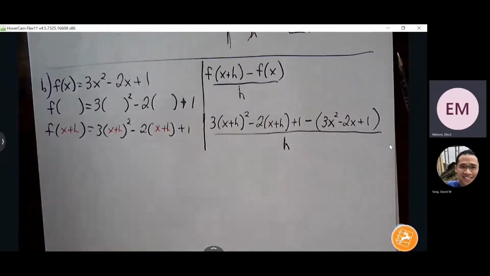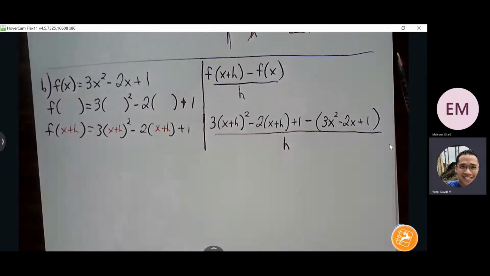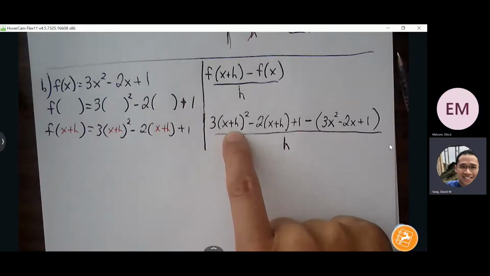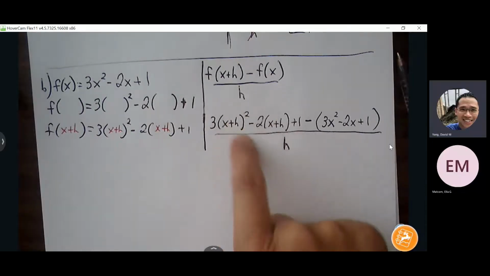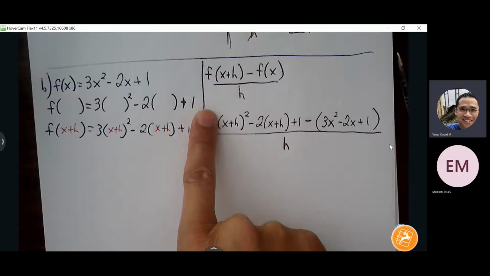So now we can simplify. Can we expand the x plus h squared? Yeah, good. So that has to take precedence before this 3 is even worked into the parentheses, right? Right, good.